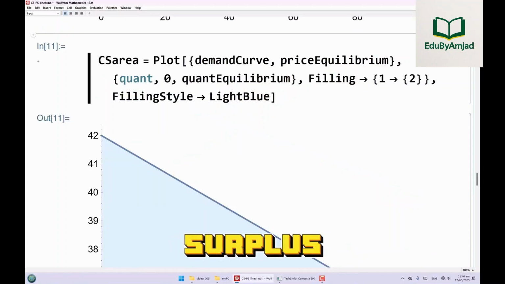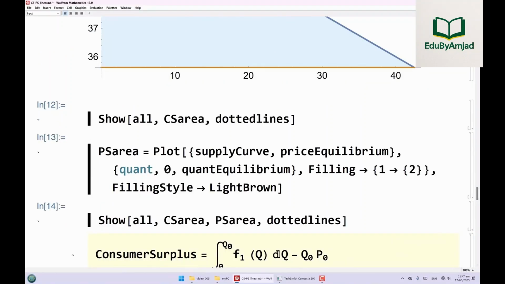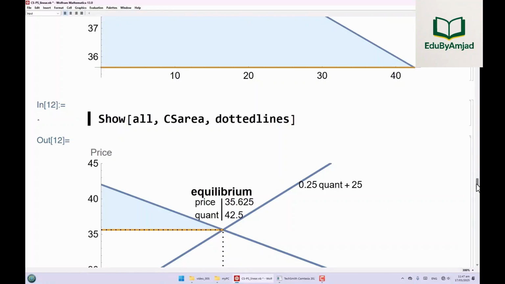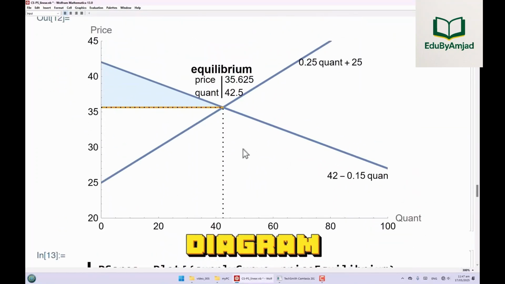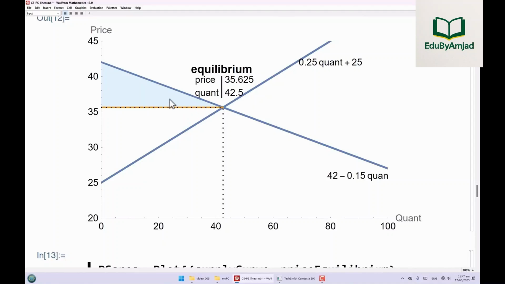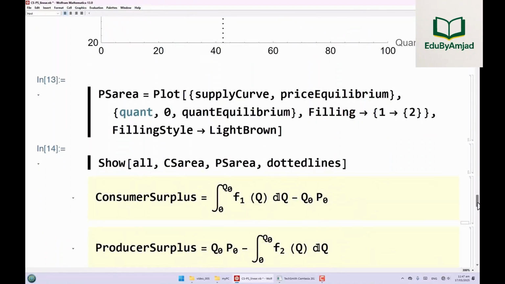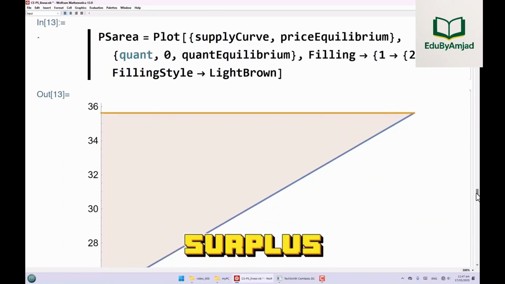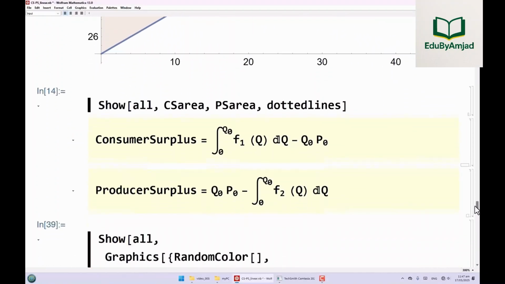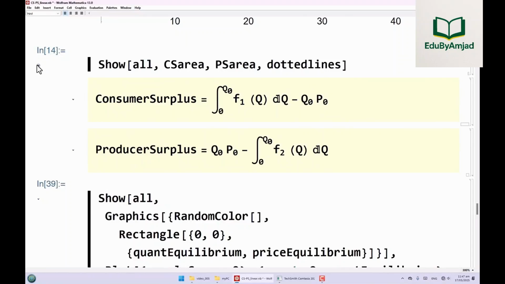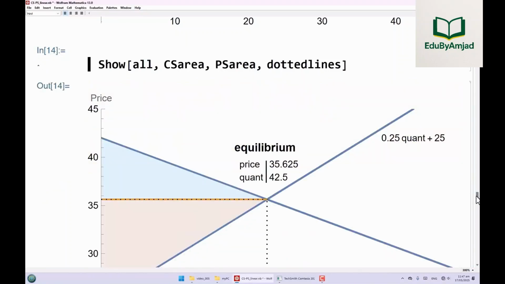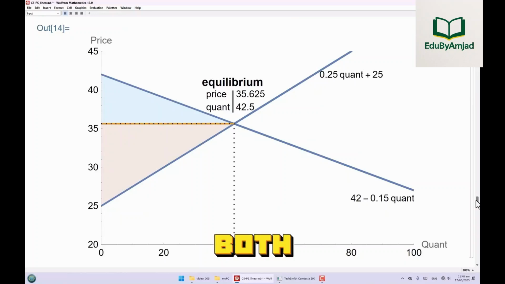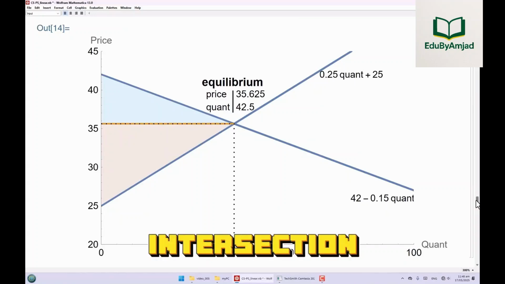Plot the shaded area for consumer surplus. Show with the previous diagram. Plot the shaded area for producer surplus. Show with the previous diagram. Here we show both shaded areas and the market equilibrium at the intersection of the demand and supply curves.